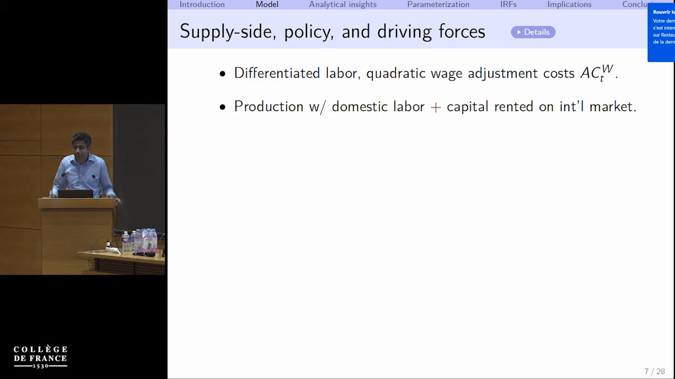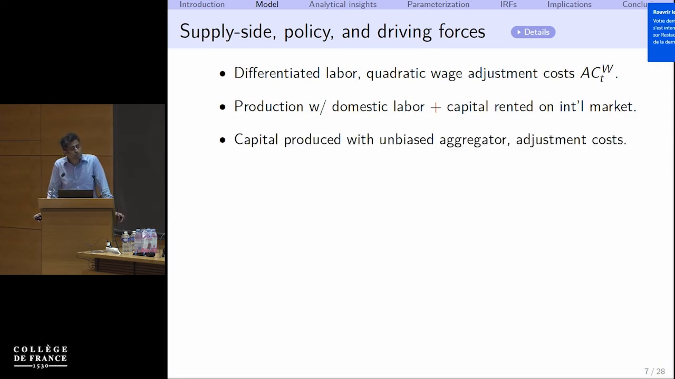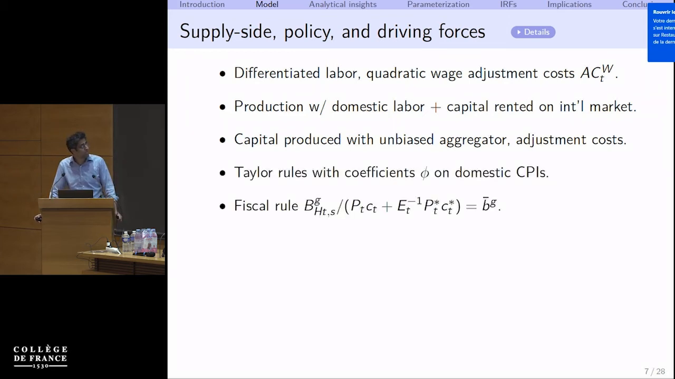This model is going to be complicated to solve. We're going to solve it globally with some methods that we've developed in other papers. It's going to be helpful to limit the state space, and so we're going to solve it with one aggregate capital stock globally that's rented across borders. You could extend this to having two separate capital stocks. Capital is produced with an unbiased aggregator, and there's adjustment costs in the usual way, so Q is going to move around. Monetary policy is going to follow conventional Taylor rules with coefficients phi on domestic CPIs. And as I mentioned, I'm going to start the paper thinking about the fiscal authority as setting the supply of safe government bonds to a constant fraction of global output.